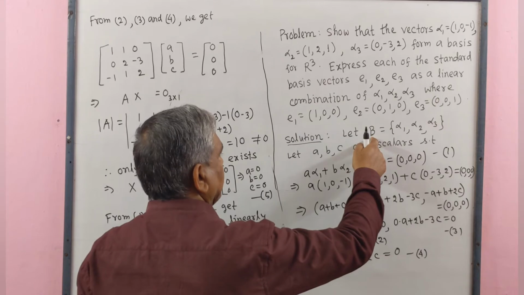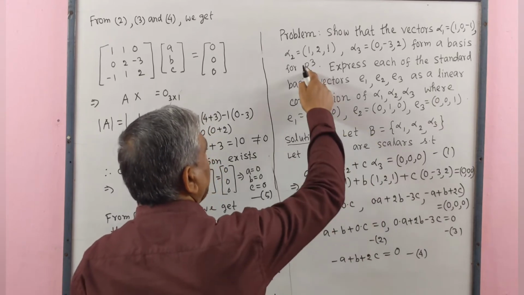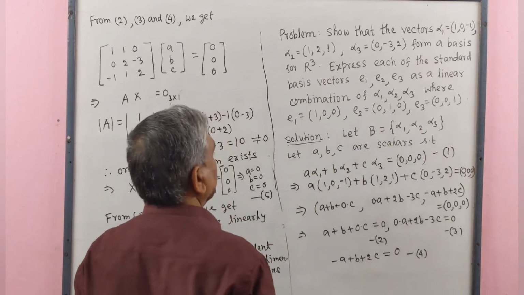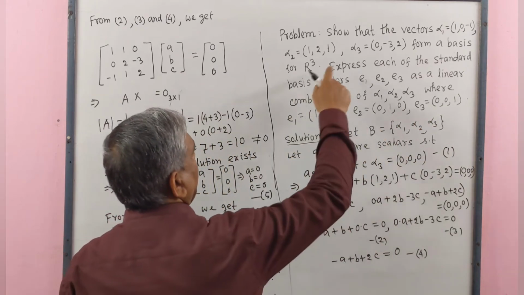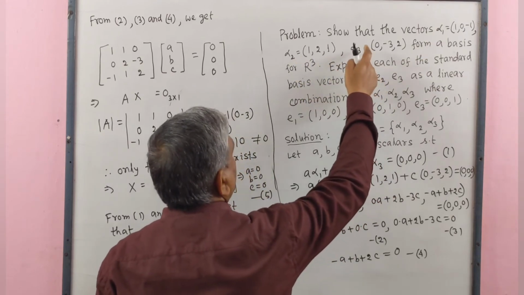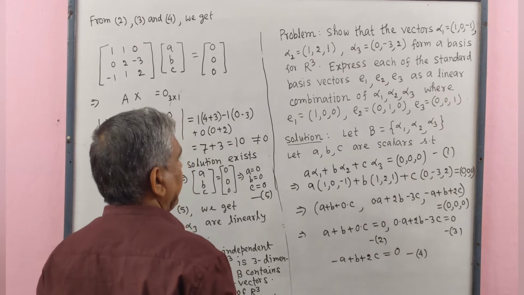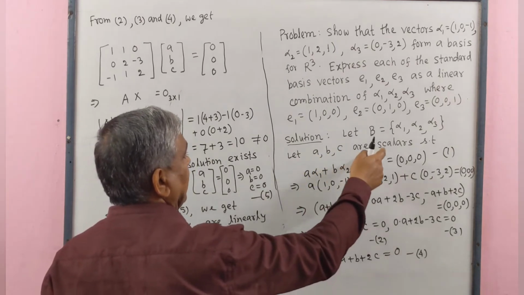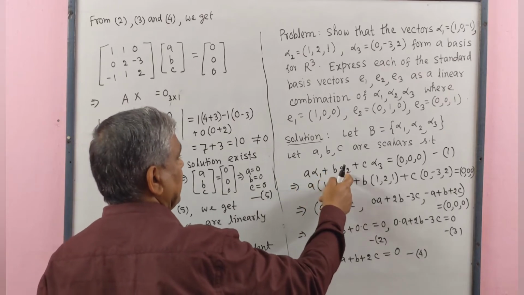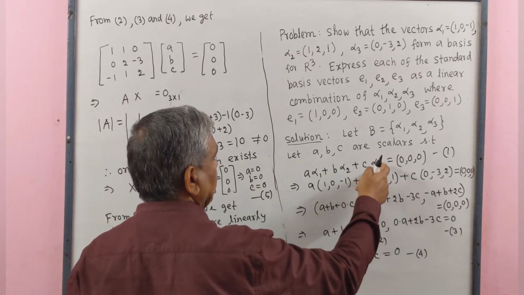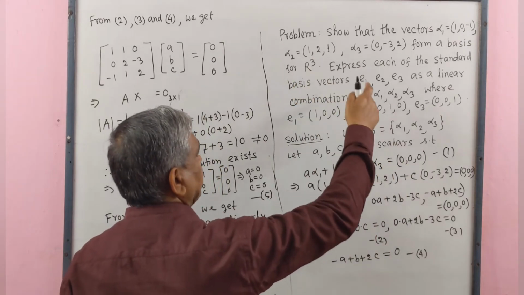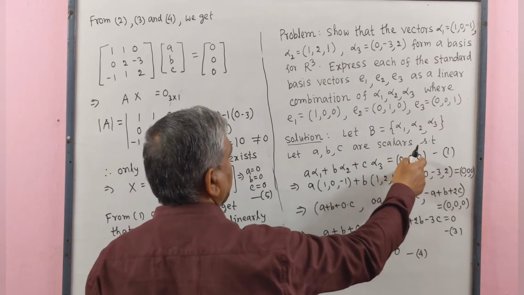Let B be a subset of R cube which contains vectors alpha 1, alpha 2, alpha 3, where alpha 1, alpha 2 and alpha 3 are given in the problem. Let a, b, c be scalars such that a alpha 1 plus b alpha 2 plus c alpha 3 equal to 0, element of R cube, that is the ordered triplet (0, 0, 0).